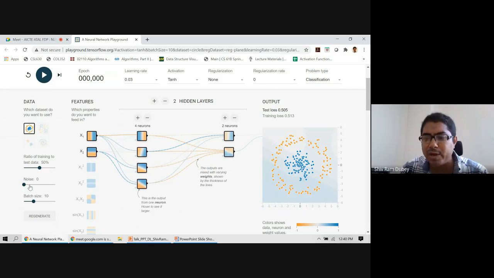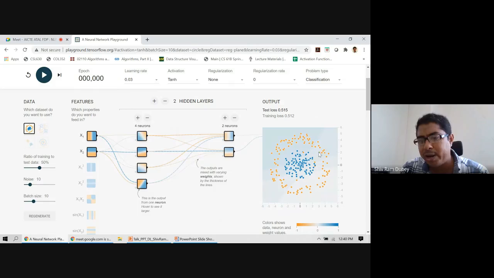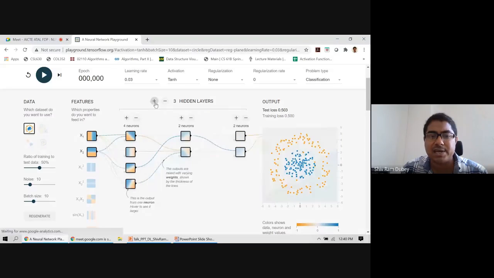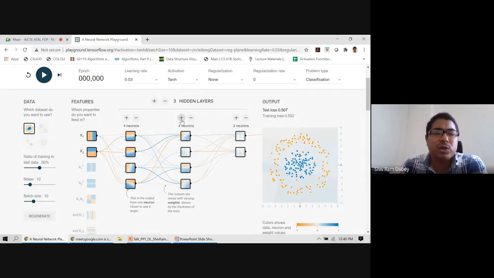Suppose I add some noise here. Now if you see, after adding this noise, some red dots are interleaved with the blue ones also. And here, this is the input, this is the final output, and these are basically 4 neurons. We can even increase the number of hidden layers. Suppose now we have 2 hidden layers, we can increase the number of neurons in the hidden layers also.